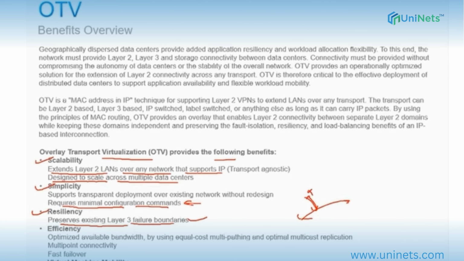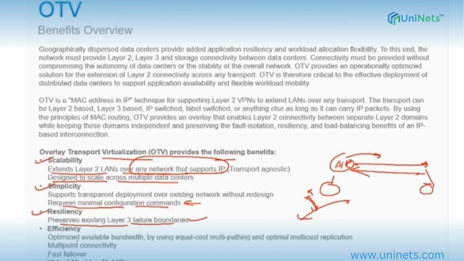So OTV is used on an existing MPLS network? Correct. And not only MPLS, it can be any IP traffic. It can be MPLS, IP network, internet, or a point-to-point circuit. Suppose this is site 1 and this is site 2, directly connected via a point-to-point circuit, and they are able to ping each other. You can extend your layer 2 boundary by using OTV. Any network that supports IP, you can extend your layer 2 boundary via OTV.